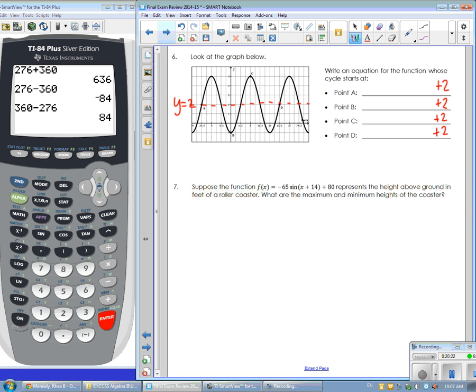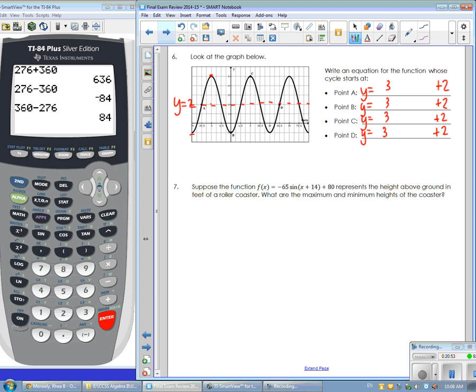I can also see that my amplitude, if I count how many units there are from the max to my midline, or the min to my midline, I can see that my amplitude is 3. So I'm going to have y equals, y equals, y equals, and so forth. And I know my amplitude for all these functions is 3. In some cases, it's going to be a positive 3. In some cases, it's going to be a negative 3. I have to now examine where the function starts and then the behavior of the graph to see if it's going to be a cosine or a sine function.